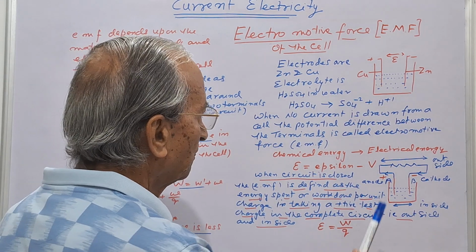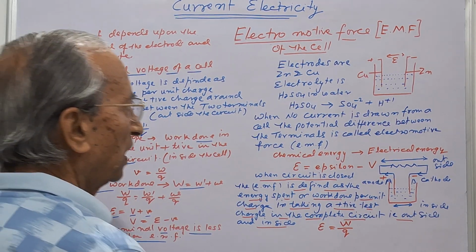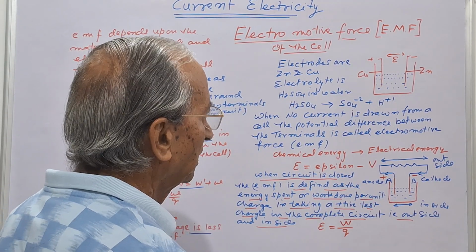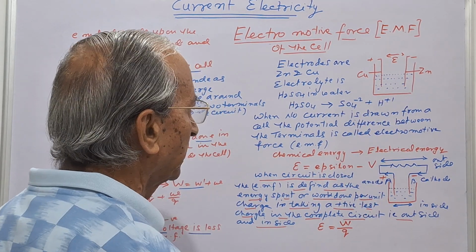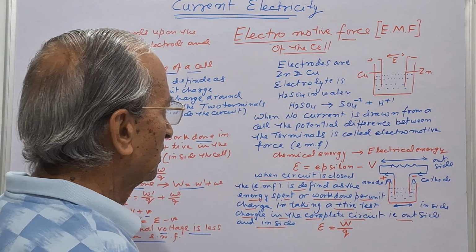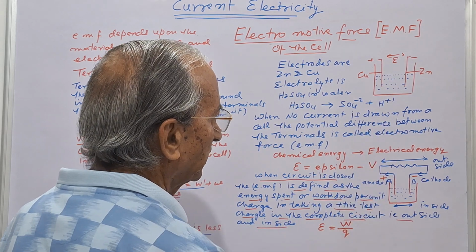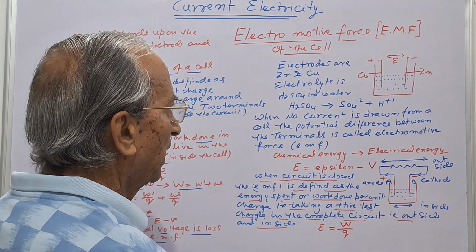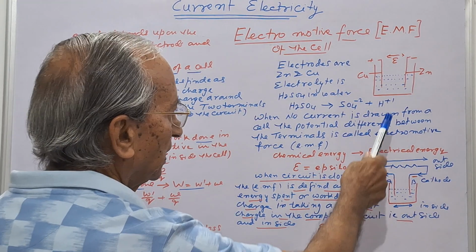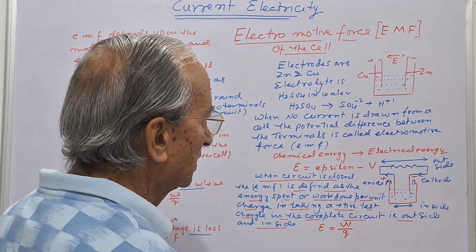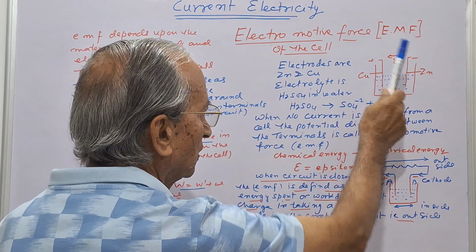The point is that a chemical reaction is going on in the cell, and due to this chemical reaction a difference in the concentration of electrons is maintained on the electrodes. So we say that this chemical energy is converted into electrical energy and is stored in the cell. Again listen, the chemical energy is converted into electrical energy and is stored in the cell.